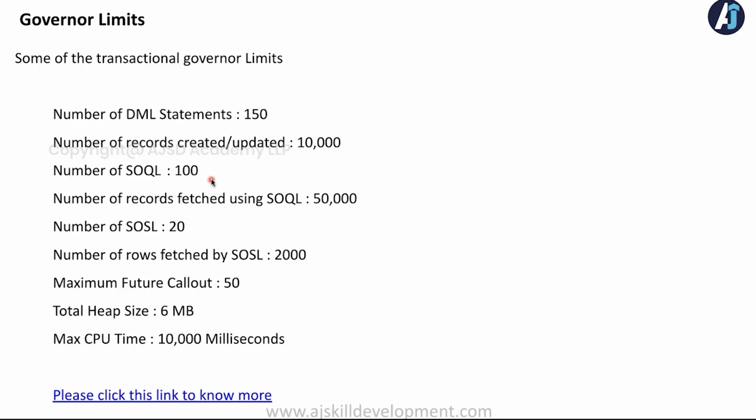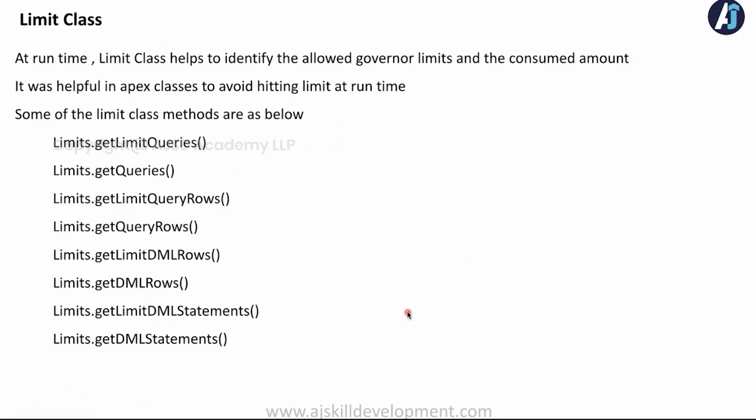Similarly, for the number of SOQL queries: in a single transaction, you can execute SOQL 100 times. More than that, the code will break. Similarly, how long the code can run. For example, 10,000 milliseconds is allowed. That's the CPU time. If your code is running beyond that, then Salesforce will stop the code from continuing to execute by throwing the limit exception.